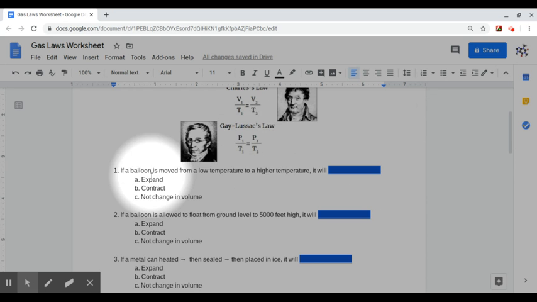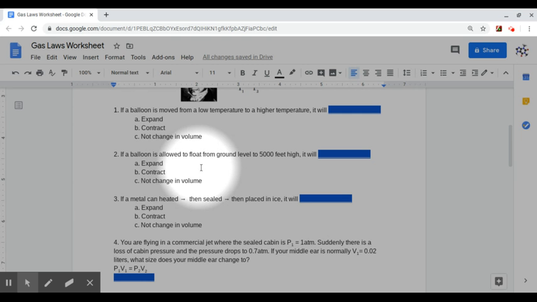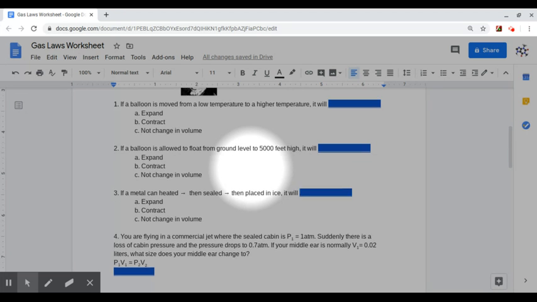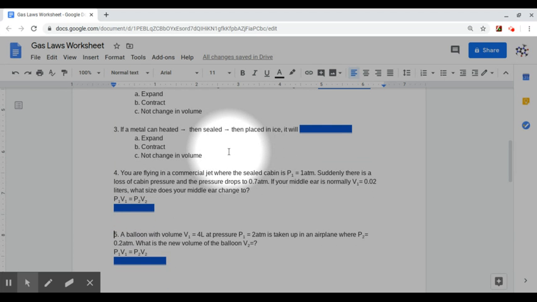So, just using your own intuition and based on what you know, answer the first three questions. If a balloon is moved from low temperature to high temperature, do you think it'll expand or contract? If a balloon floats from ground level, where the pressure is very high, way up into the atmosphere, where there's almost no pressure, do you think it's going to expand or contract? And think about a metal can that you heat up and then put on ice, like that demo we looked at last week.